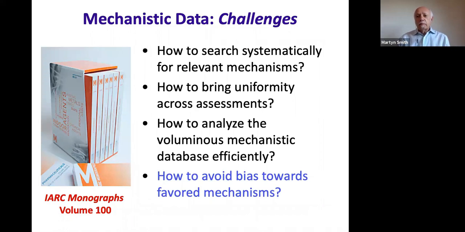Now, mechanistic data poses some serious challenges. How do we search systematically for all the relevant mechanisms? How do we bring uniformity across assessments? How can one committee analyze mechanistic data in the same way as another committee? How can we analyze the voluminous mechanistic data efficiently? And one of the most important things: how do we avoid bias towards favored mechanisms? I'll come back to that in a little while.